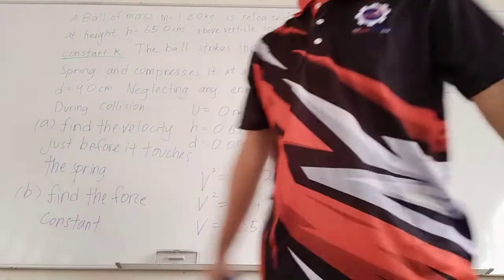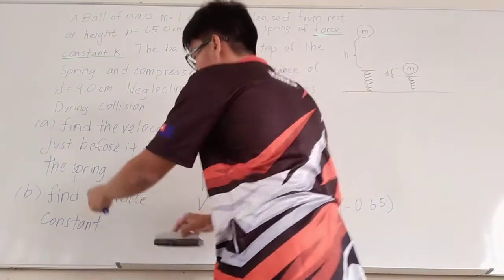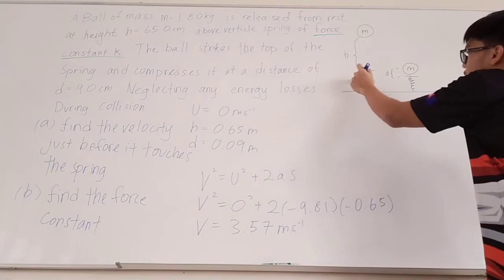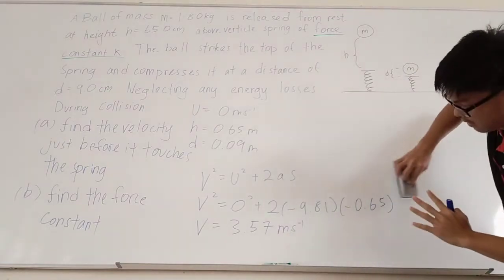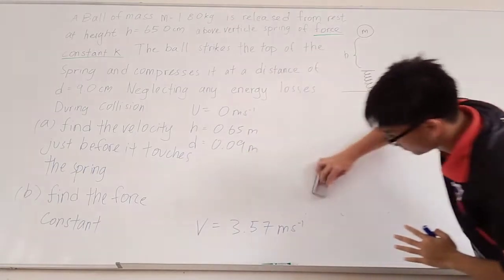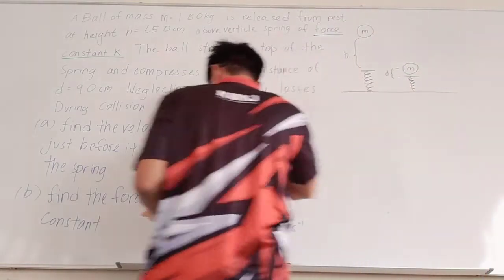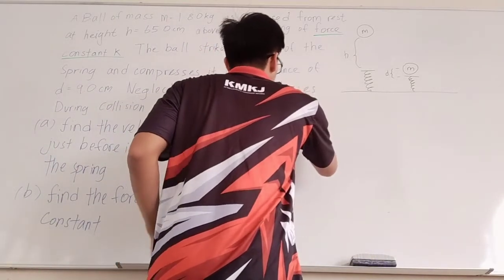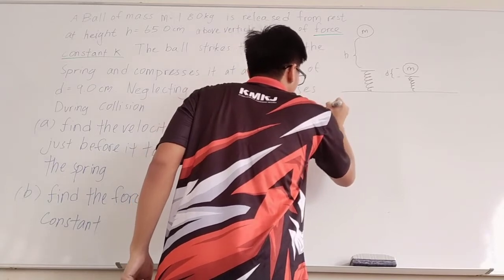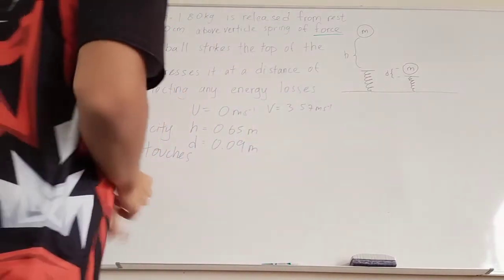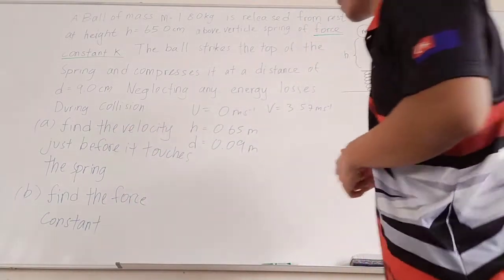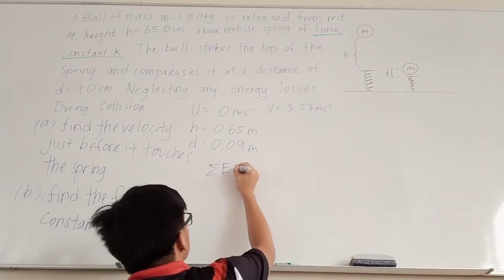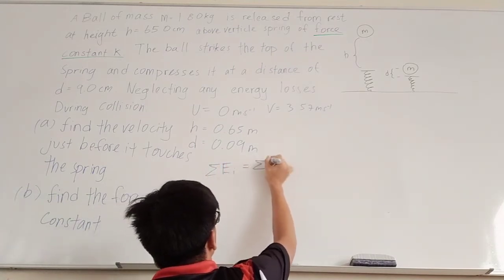Now, let's move on to question B. How do you find the force constant of the spring, which is the constant of the spring? Now, I will be erasing everything up here. Now we have the v, which is already fantastic. v now is going to be 3.57 meters per second. Alright, now B.